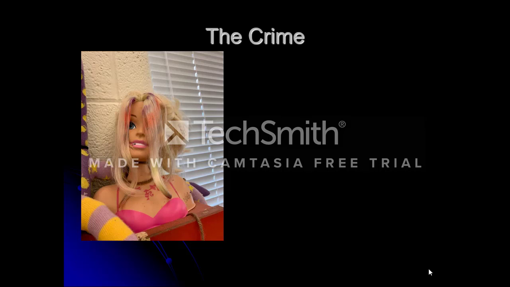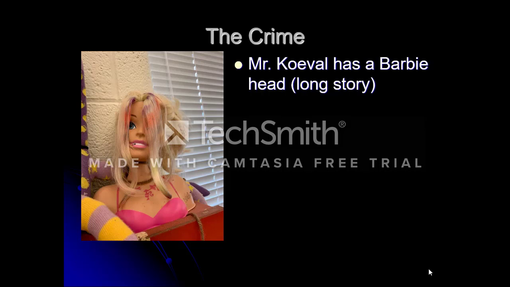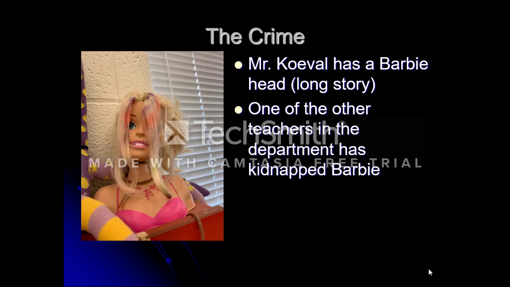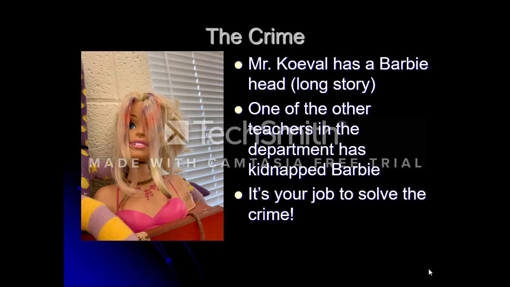He used to have his students do projects on the chemistry of different types of products that are used at home, and somebody did a project on hair dye. And so they brought this Barbie in to show it, and so he ended up with it. And apparently one of the other teachers in my department has kidnapped Barbie. So it's your job to determine which one of my colleagues did this.